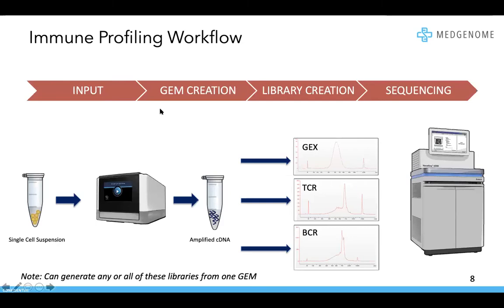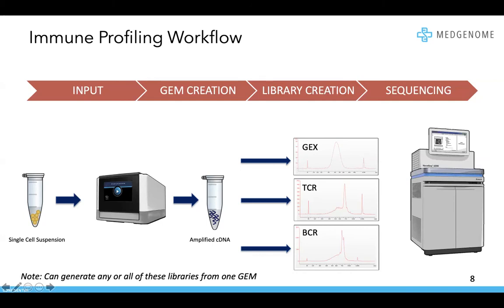You start with your sample input, single cell suspension. You then use immune profiling reagents from the 5' kit and the Chromium controller to create your GEMs. You then break the GEM and amplify cDNA. And it's this amplified cDNA that's used as the input for either of the 3 libraries that the kit makes. And then you can pool the libraries and sequence together.